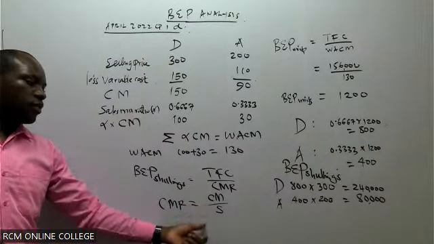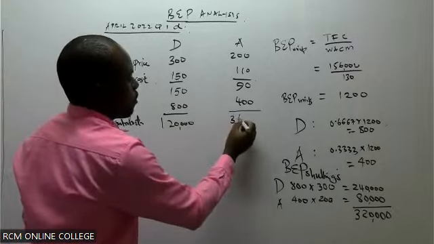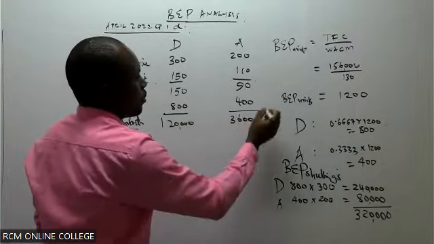$120,000, is it? How about A? 90 by 400, 36,000. Not forgetting our fixed cost, so don't forget it. So if you now come here and give us total contribution, you take this plus this, we are having 156,000, is it? Then you less fixed costs.